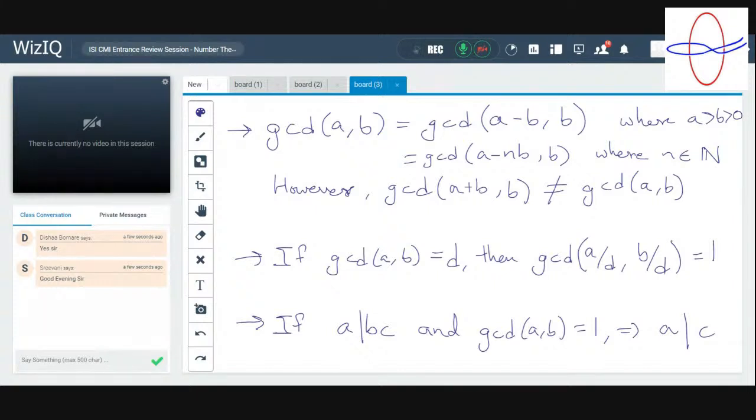Of course, if you don't enforce that the GCD of A and B is equal to 1, then you could have the case that A divides B times C, but it doesn't divide B or C individually. An immediate example of this would be 6 dividing 4 times 3. So 6 doesn't divide 4, 6 doesn't divide 3, but 6 still divides 4 times 3.